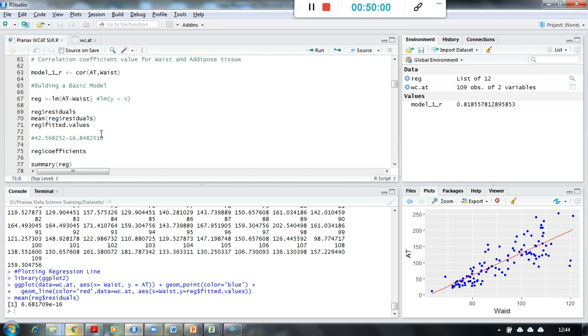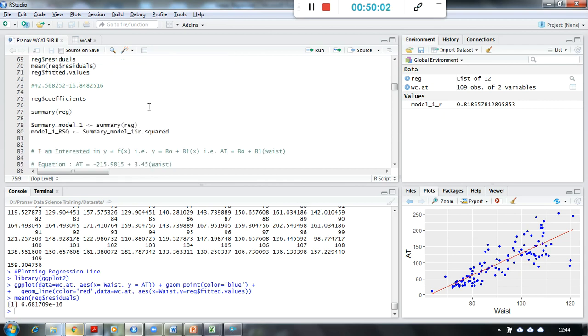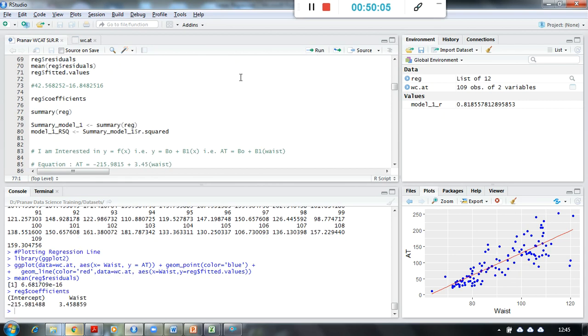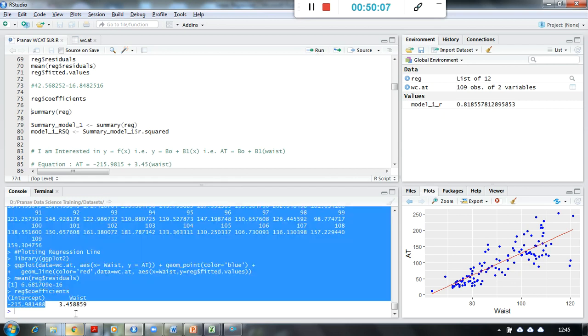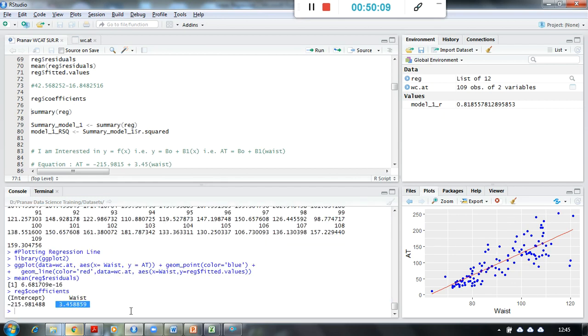Now let us see the coefficients of the model. What are the coefficients? My beta naught and beta 1. These are my coefficients. So what is my equation? What am I interested in? I am interested in y equal to beta naught plus beta 1 x. Look in the console, guys.